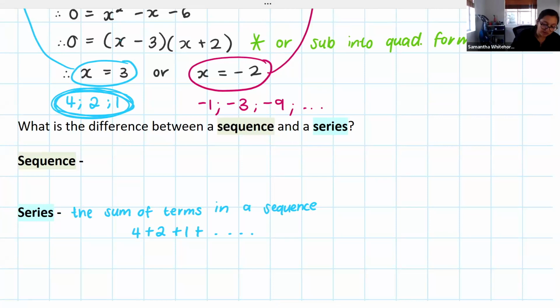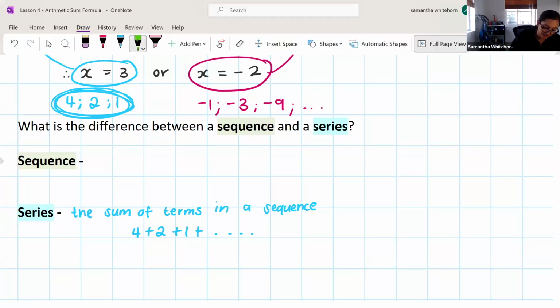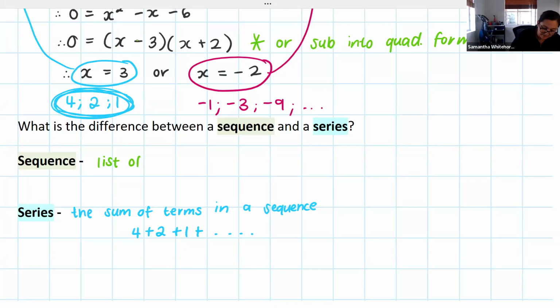A sequence, on the other hand, is just the list of numbers. So it's the list of terms that we have. So what we wrote down here is a sequence: 4; 2; 1; etc., etc. That's the difference at the end of the day. Nothing super stressful, nothing overcomplicated. A sequence is the list of terms, whereas a series is now the sum of a certain number of terms in that sequence.